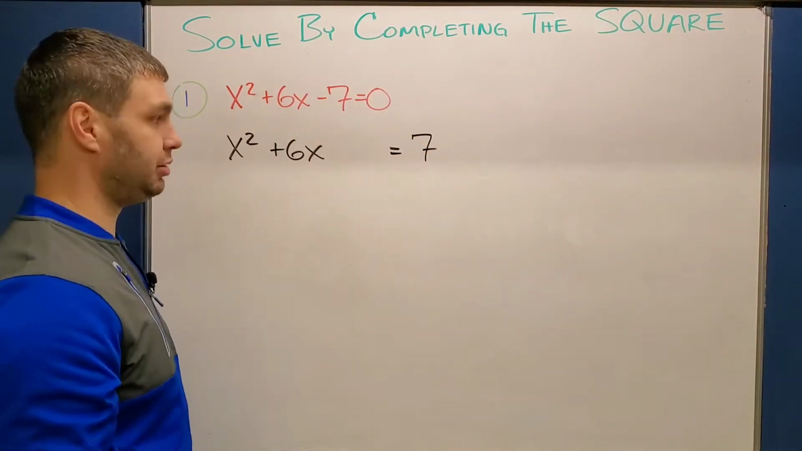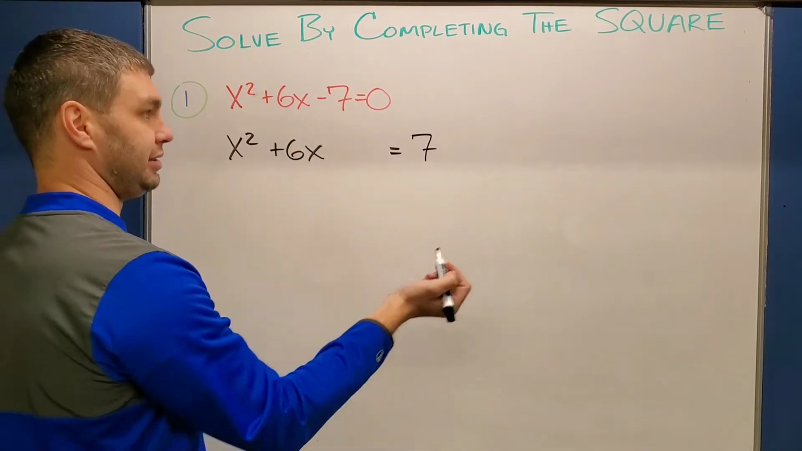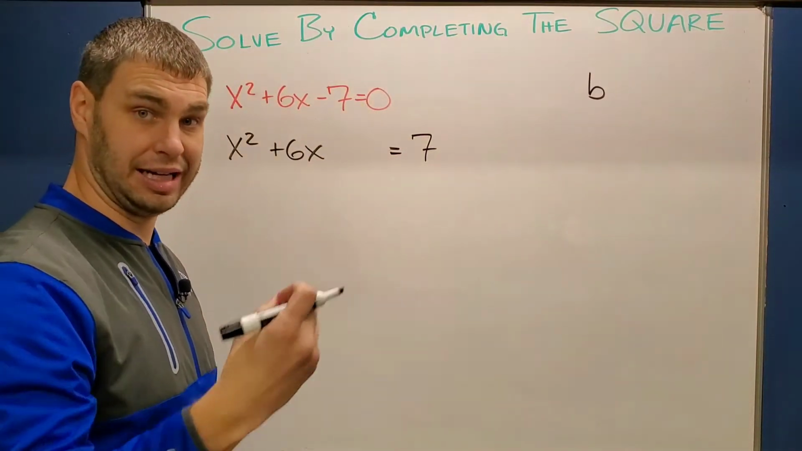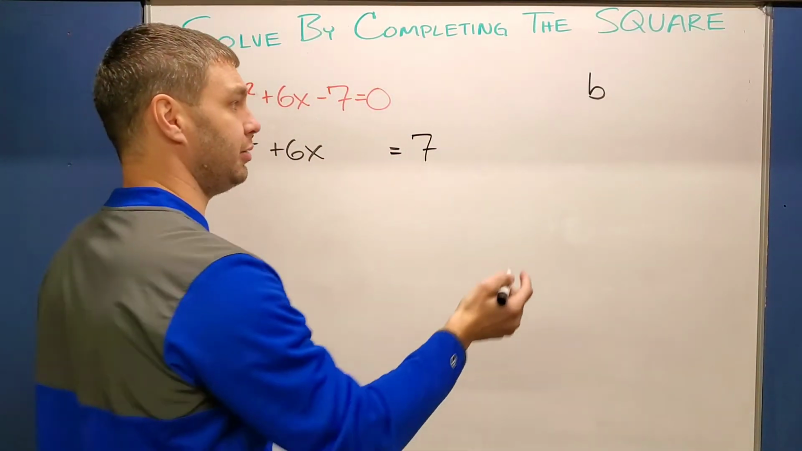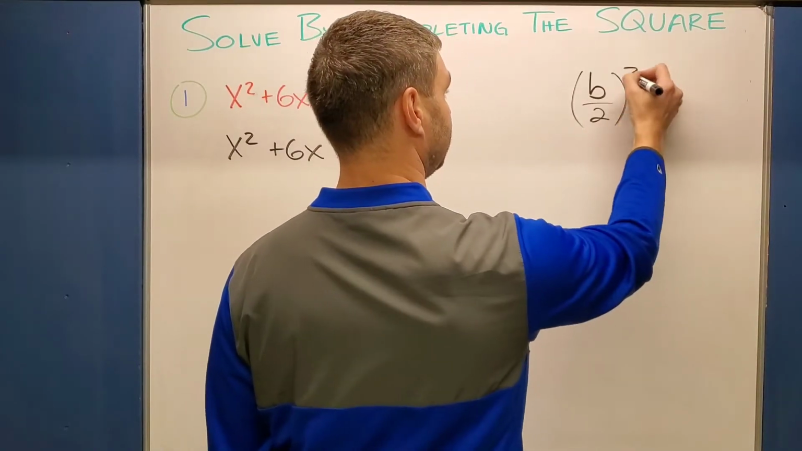The next step we need to do is look at our b term. Remember, this was a, b, and c. Our b term is going to be 6. I like to do this kind of work off to the side. We're going to take that b term, divide it by 2, and then square. This is kind of where the magic happens in completing the square. So divide it by 2 and then square it.